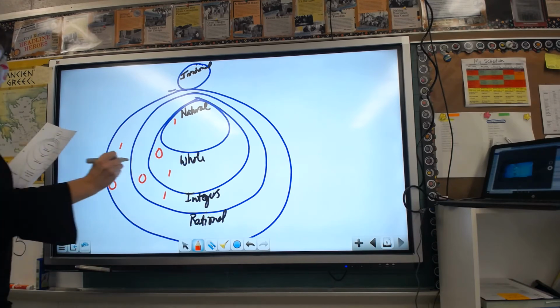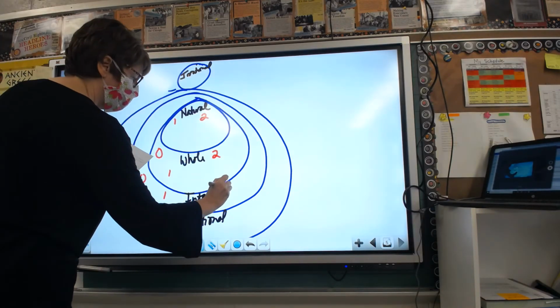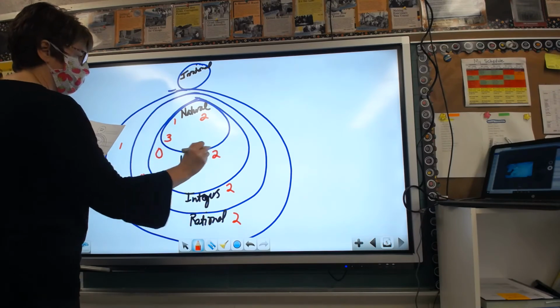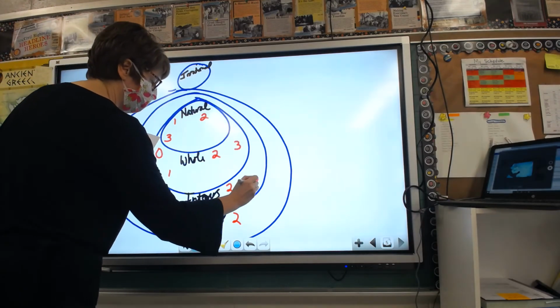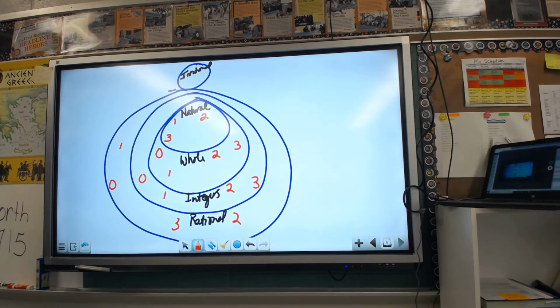It is a whole number. Is it a counting number? Is it a natural number? Yes. 2, 2, 2, all the way down. Okay. Well, 3, same thing, right? 3 is a natural number. It's a whole number. It's an integer. It's a rational number. Okay.